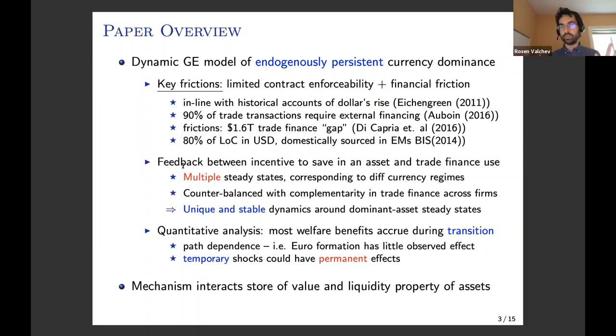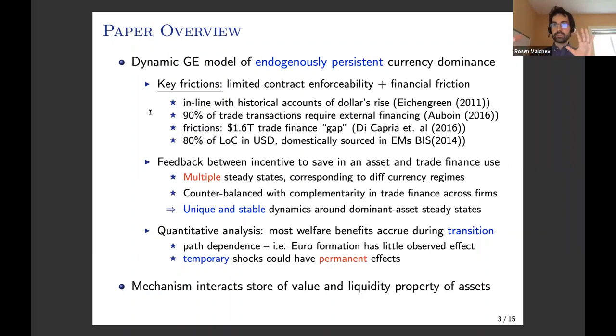This is going to generate multiple equilibria. I'm going to call these multiple equilibria multiple steady states. And I'll go into details of why they're steady states in particular in a few slides. What's interesting about our paper is that we're going to introduce a second interaction here, which is between the firms themselves, importers and exporters.